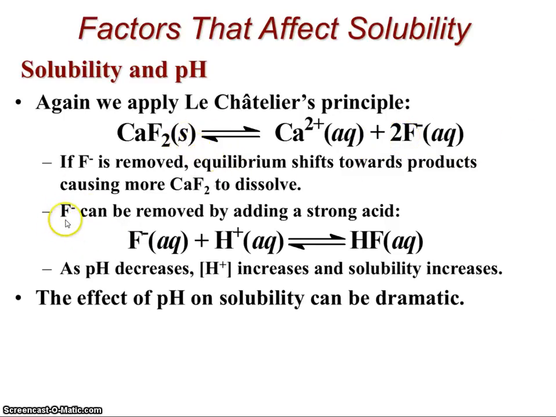So F minus can be removed by adding a strong acid. F minus plus H plus gives me HF. As the pH decreases, the H plus ion concentration increases and the solubility increases. So the effect of pH on solubility can really be dramatic.